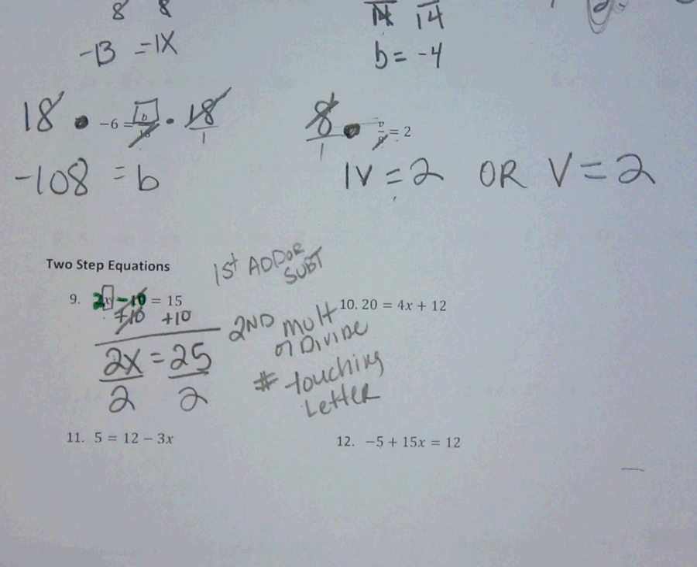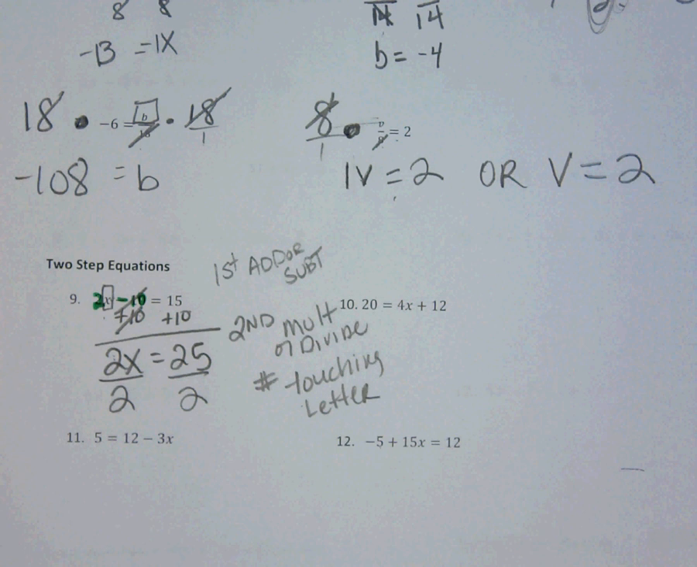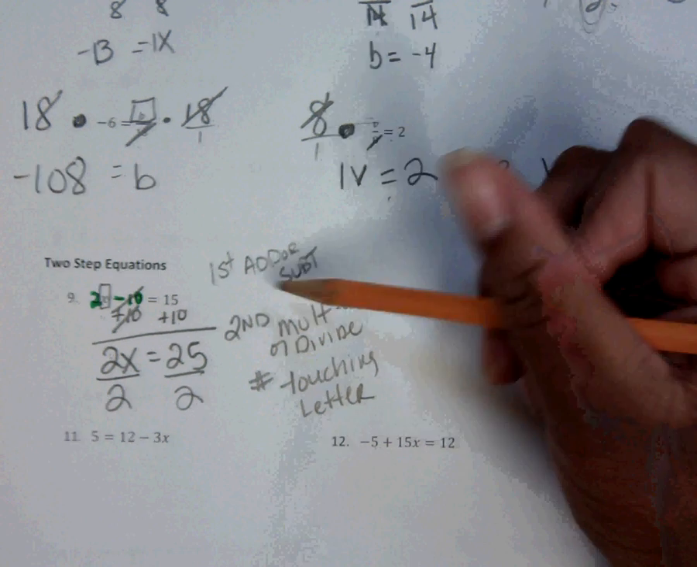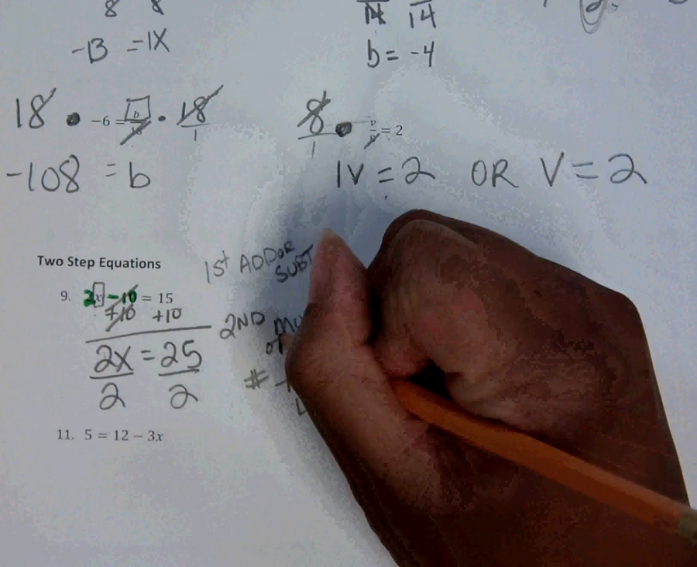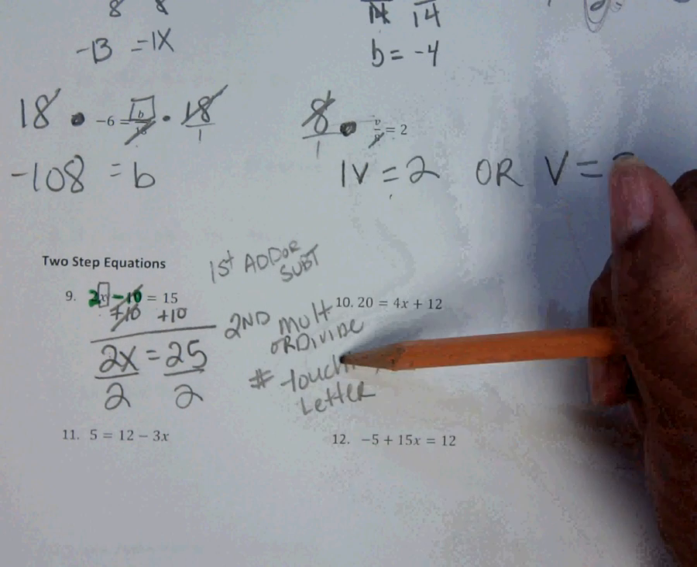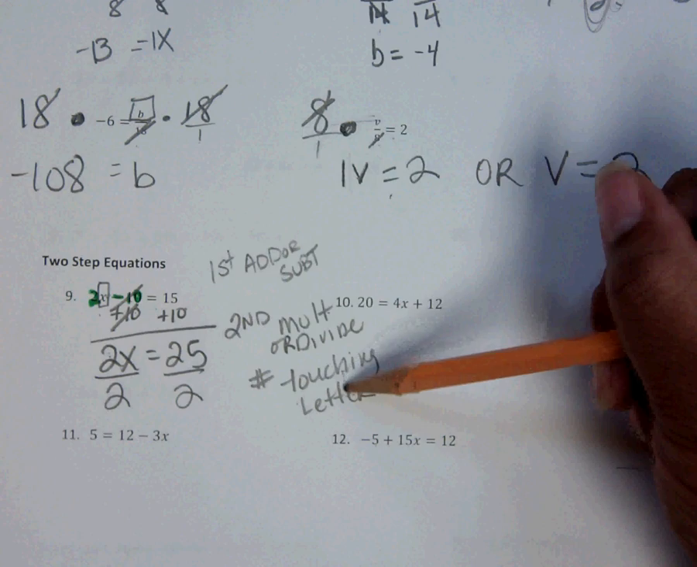Now, you can also write, which I would prefer, the number that's multiplied by the letter, but I don't want to confuse you and I want to use some language I know you'll understand. So secondly, you want to multiply or divide by the number touching the letter. That's the last thing you do, okay?